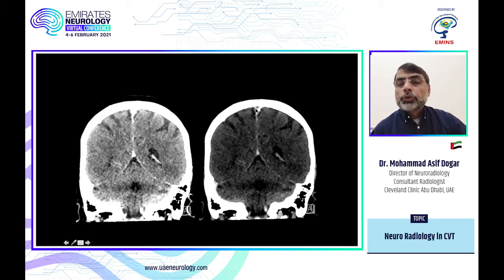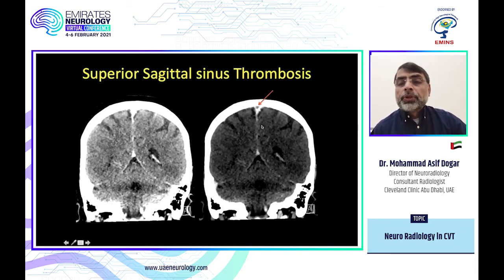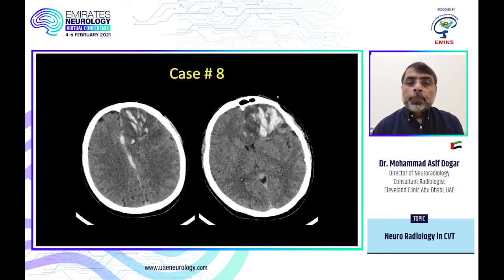So you change the window here, and now you can see there is a filling defect in the superior sagittal sinus. I will show you more cases later on of this sign of differential density in the different sinuses. Okay, here's another case.